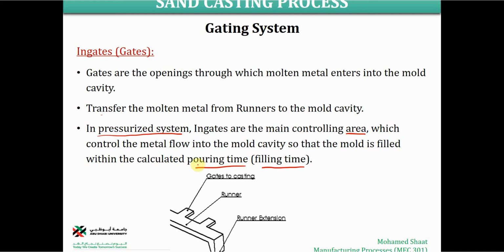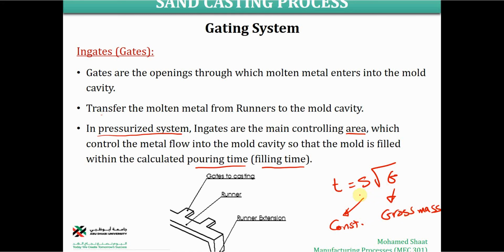This is the time, as we discussed, needed to completely fill the cavity with the molten metal. And this pouring time, as we discussed in the sand mold design, for the case of steel casting, was C times the square root of G, where G is the gross weight or gross mass of the casting, and C is a constant that depends on the material type of the casting itself.